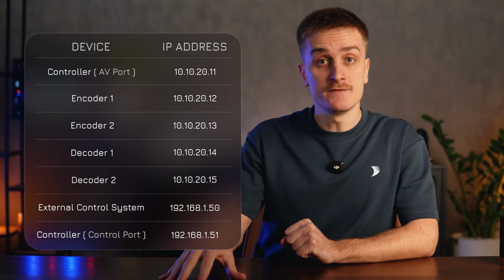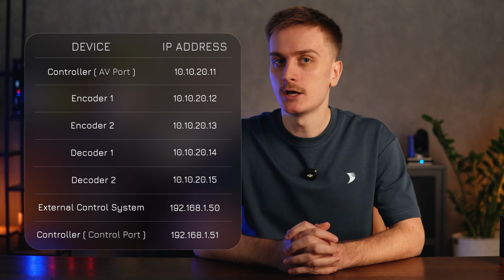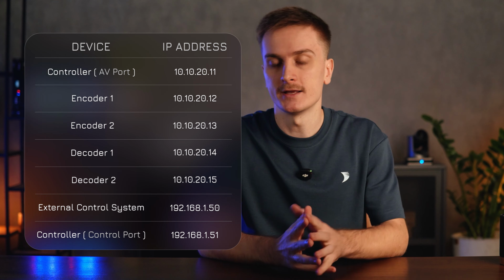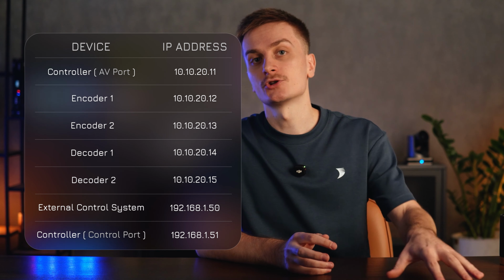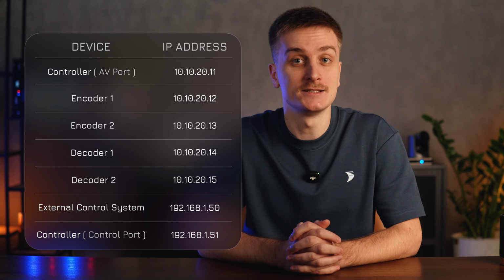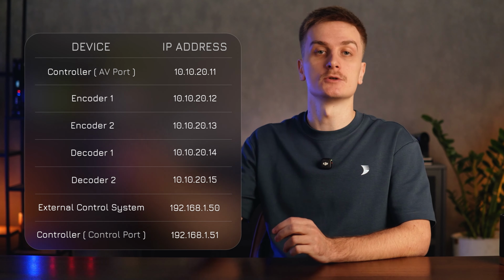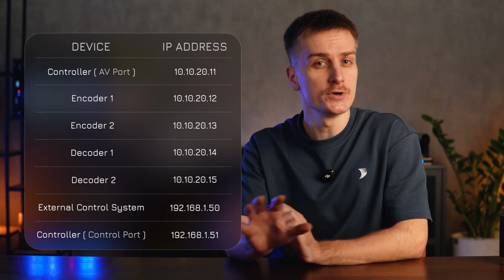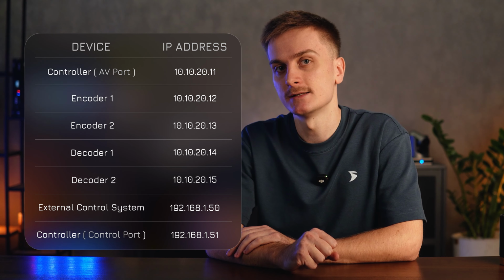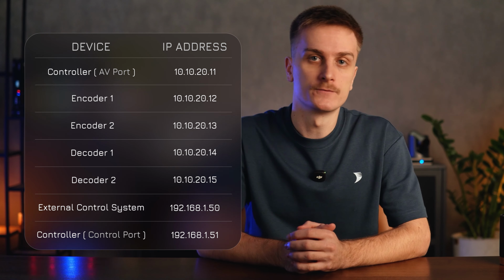Here is an example of how your IP ranges might look when integrating an external control system. The controller's AV port and all encoders and decoders live on the 10.10.20 range. That's your dedicated AV network. The external control system and the control port use the 192.168.1 range, which is a separate control network. If you're not sure what I'm talking about here, be sure to check out resources for this lesson or reach out to your IT team for help.